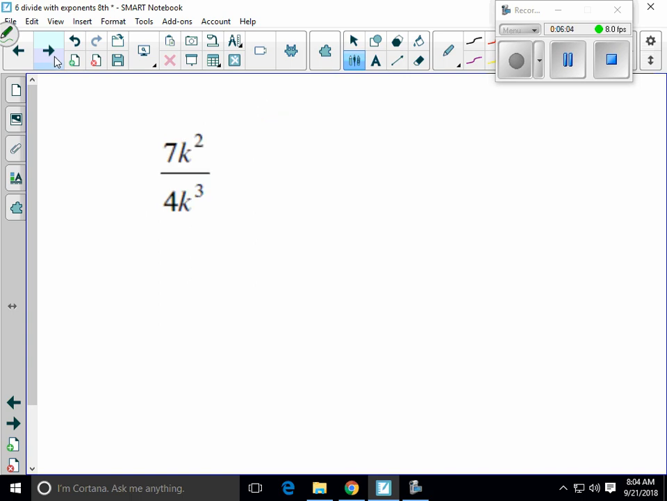All right, let's look at some of these problems that have numbers and variables. First we'll do the numbers. 7 and 4. If I have the fraction 7 over 4, I cannot reduce that at all. They don't have any common factors. So the 7 and the 4 are going to stay the same. k squared on top and k cubed on bottom. So I'm going to subtract those two exponents. 3 minus 2 is 1. And I have more k's in the denominator, so I'm going to have k to the first as my denominator.